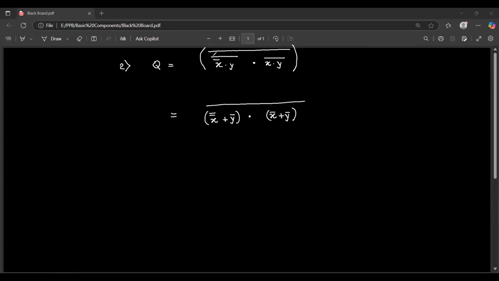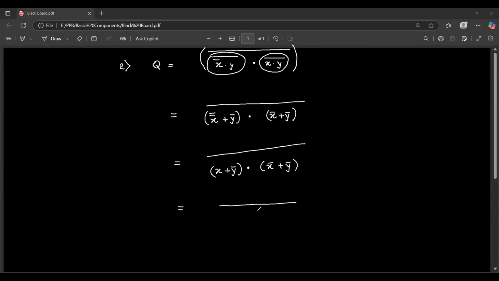Okay, what is happening here? I'm breaking only this signal, and also this signal. Then what will happen? X double bar is equal to x. Obviously, we know that. So it will be x plus y bar, dot, x bar plus y bar. Now here you can clearly see this has the pattern that we have already learned, the second distributive law: a plus b dot a plus c will be equal to a plus bc. So you can say this is equal to y bar plus, y bar plus x bar.